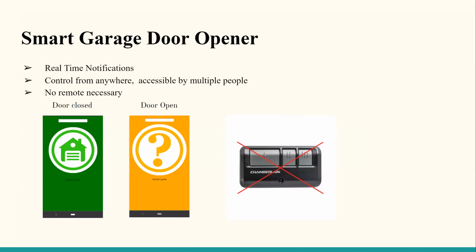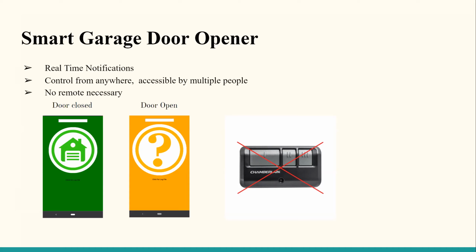The second part of our project is a smart garage door opener, which gives you the ability to open and close your garage door with real-time notifications. It can be controlled from anywhere as long as you have an internet connection. There is no need to carry around a special remote just for your garage, since most people have a smartphone readily available. For example, if someone forgot their key to the house, you can let them in through the app on your phone.